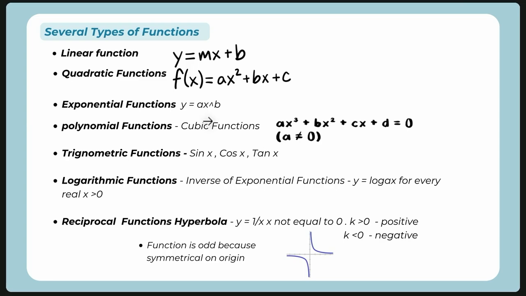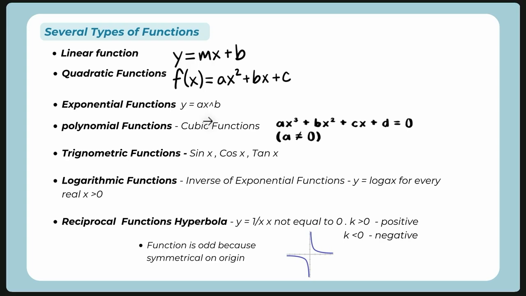The third type of function is an exponential function, which is a x to the power of b. Another type of exponential is e to the power of x, which is more common. And in this function, a x to the power of b, your a could be any value, so it could be 1, 2, or 3. Sometimes you don't even write the a, so it's x to the power of b right away.